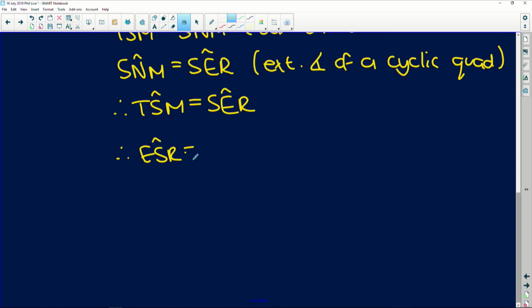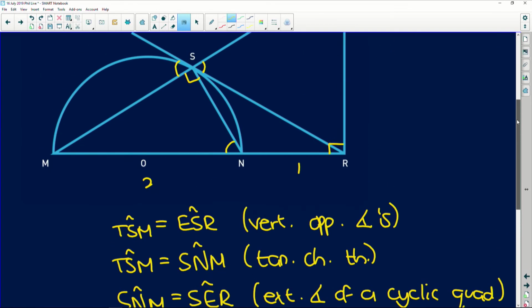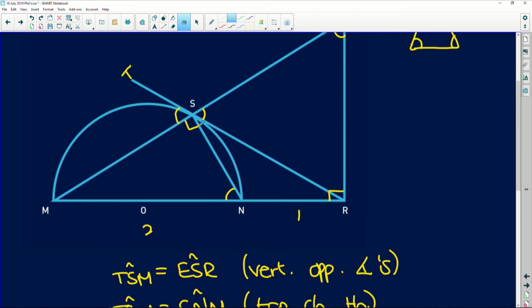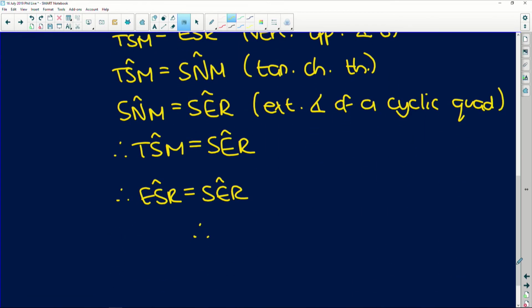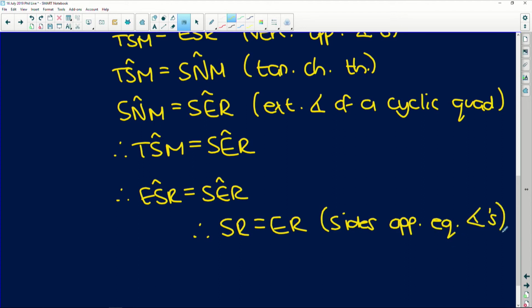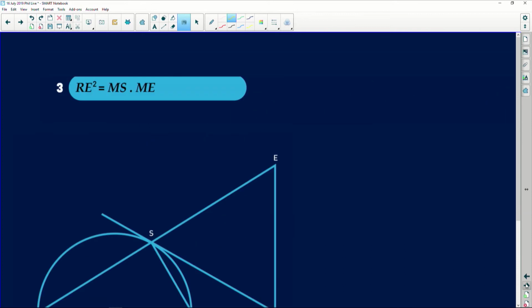ESR is equal to SER, and therefore, because we've just proved that, SR is equal to ER. And don't forget your reason: sides opposite equal angles. Okay, easy peasy.